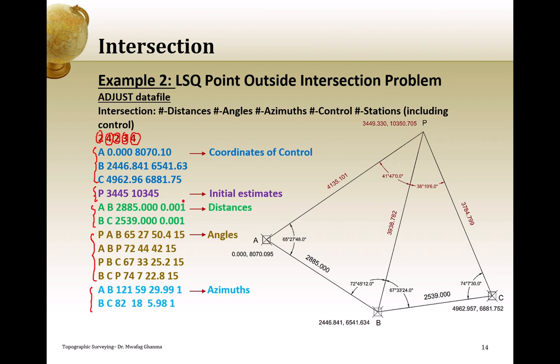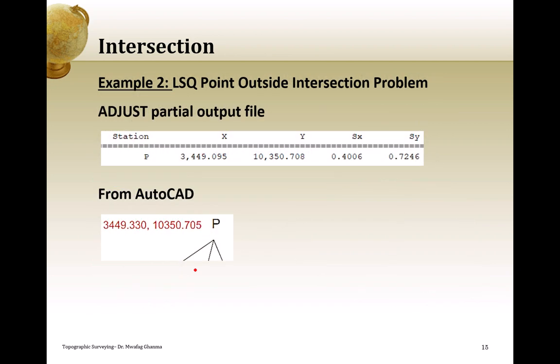Say here, plus minus 1 millimeter, 0.001. This is the last value here. In the case of the angle, it is in seconds. In the case of distances, this is in meters. In the case of azimuths, this is also in seconds. So prepare the file with the input and then put it in the adjust, get the results out.